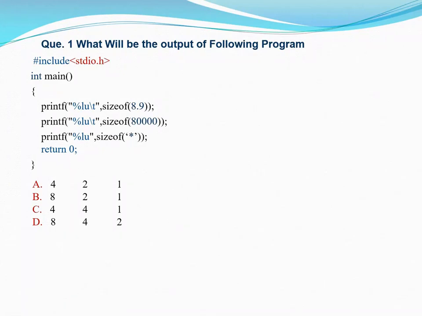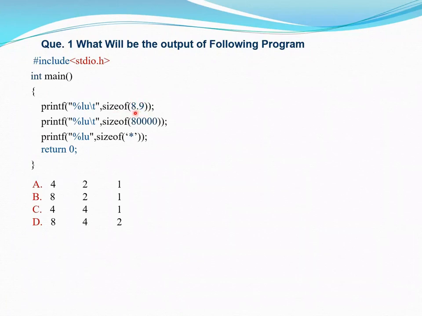Okay, let me explain. Here this printf function has two arguments. First is %lu, which is used to print a long unsigned integer value, and the second argument is the sizeof operator. We know that the sizeof operator is used to calculate the memory size required to store the operand, and here the operand is the value 8.9. So this statement will print the memory size required to store the value 8.9.